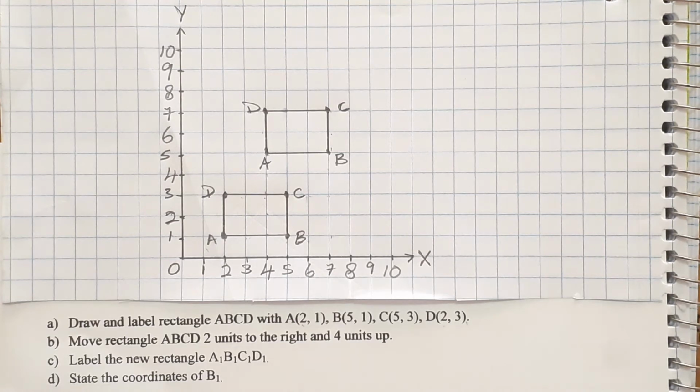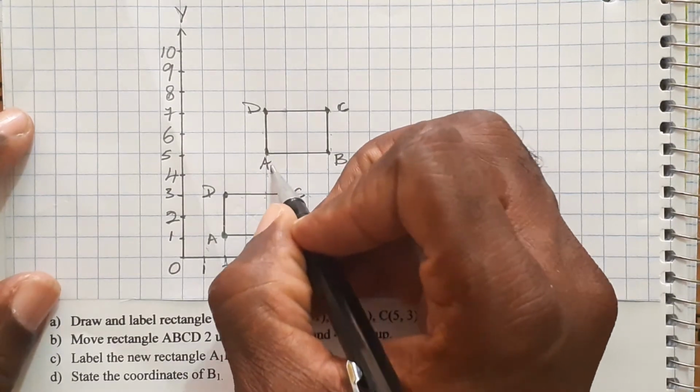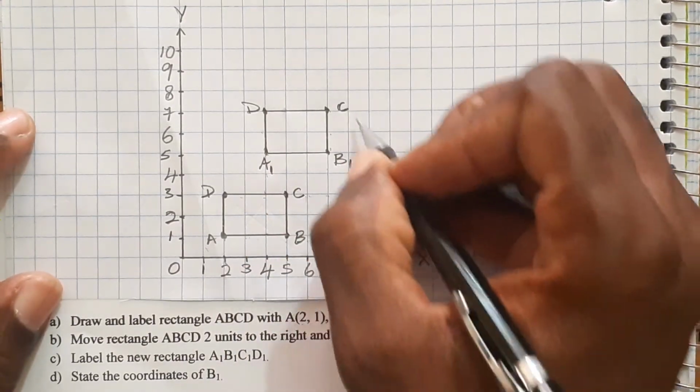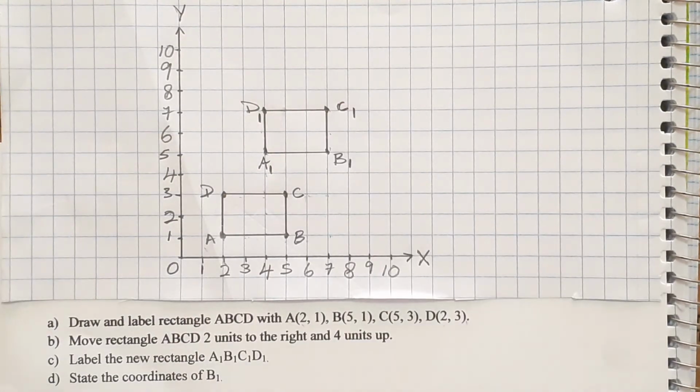Next, it states here, label the new rectangle A1, B1, C1, and D1. So for you to see the difference in them, we have here A1, B1, C1, and D1. Finally, state the coordinates of B1. B1, which is right here, right?